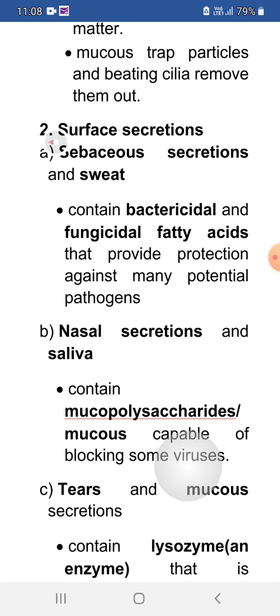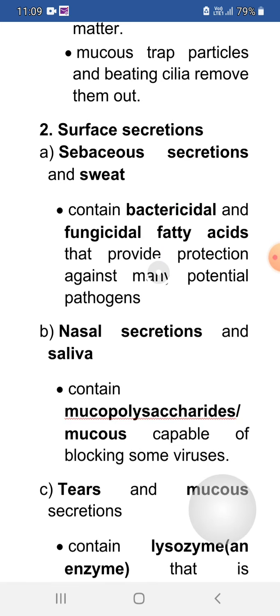Then on this barrier, we have surface secretions. On the skin, we have sebaceous secretions and sweat. These contain substances which can kill bacteria or fungi. So we say they are bactericidal because they kill bacteria, or fungicidal because they kill fungi. And they are mainly fatty acids. They have a low pH, which is not conducive for the growth of these microorganisms and kills them.